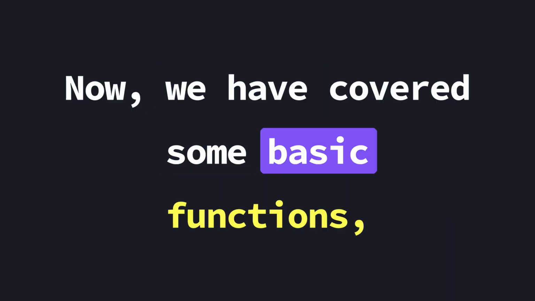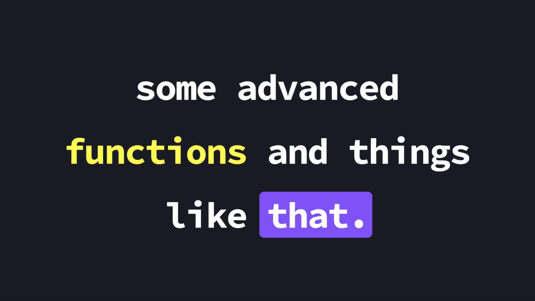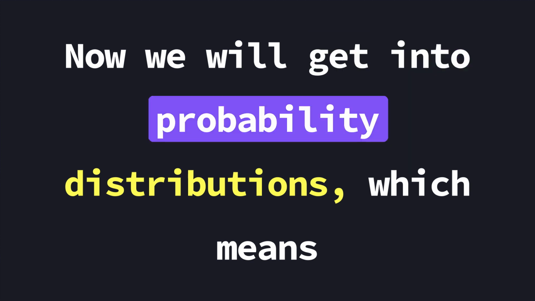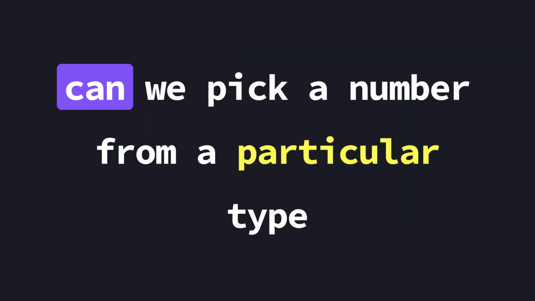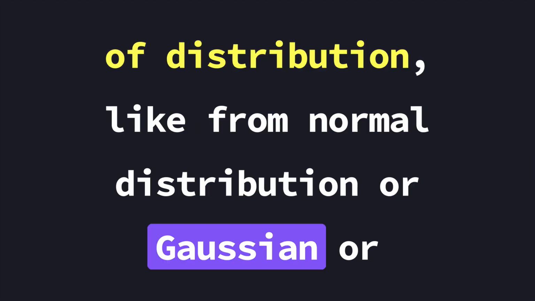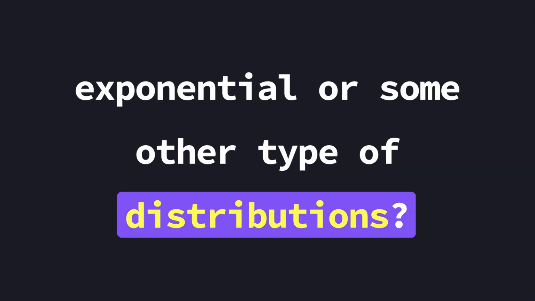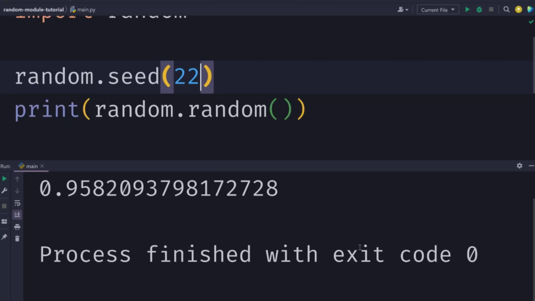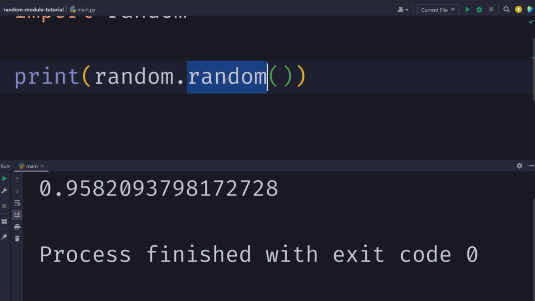Now we have covered some basic functions, some advanced functions, and things like that. Now we will get into probability distributions, which means can we pick a number from a particular type of distribution, like from normal distribution or Gaussian or exponential or some other type of distributions? We can do that. So here, first, I'm going to introduce a Gaussian function or simply Gauss function. If I want to keep the seed value this, you won't be able to see different values. So I will get rid of this random seed for now. So if I get rid of this, and now here I can use the Gauss function.